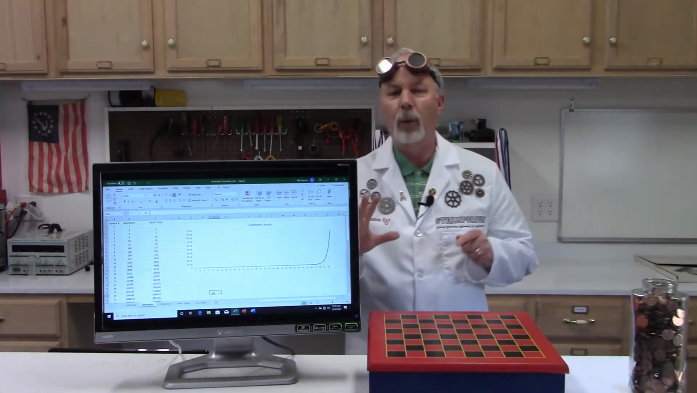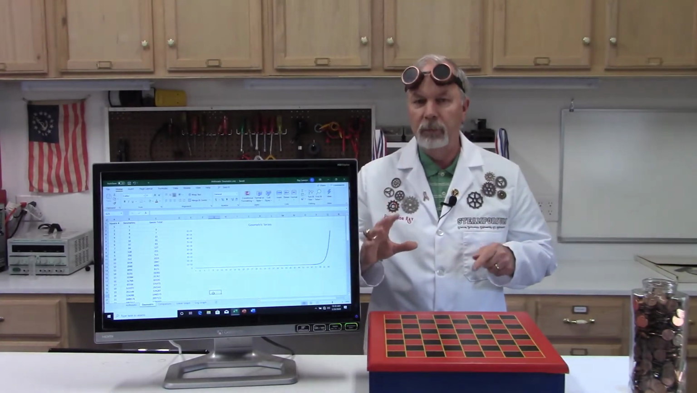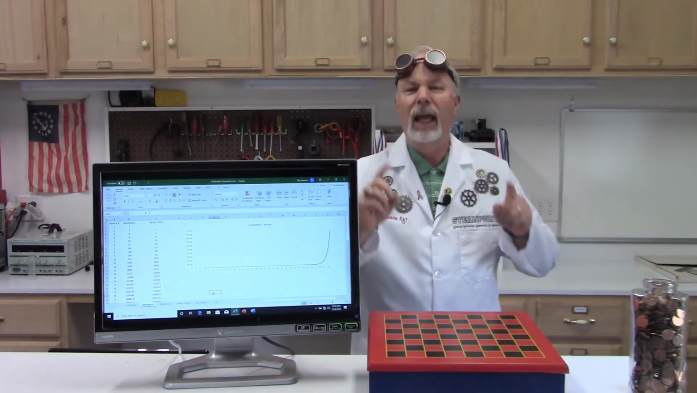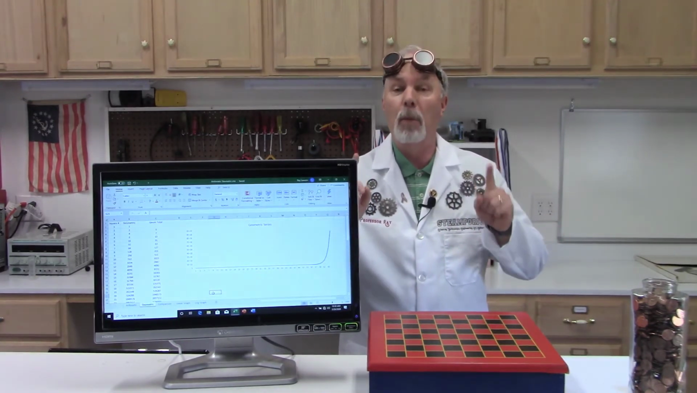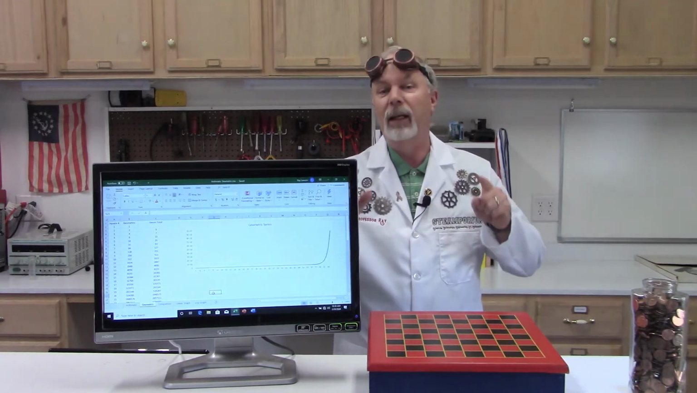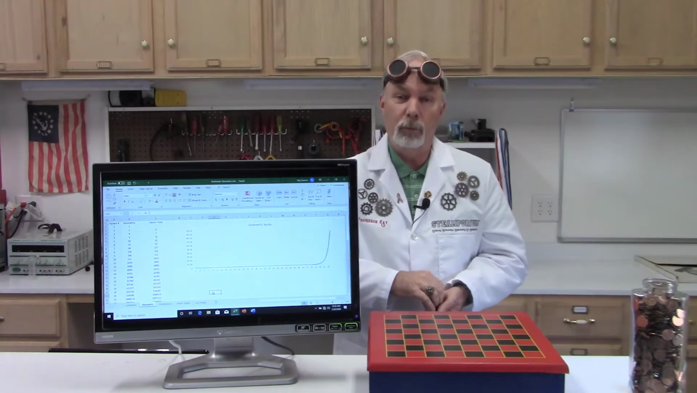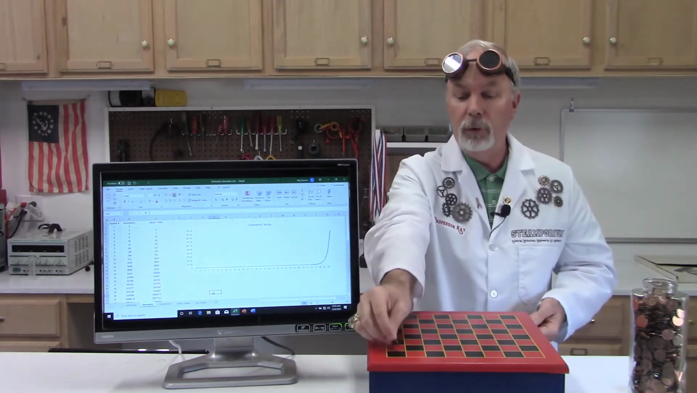Now let's look at how a geometric series works. Remember, in the arithmetic series, we added for each square. In the geometric series, we're going to multiply by some factor. And in this case, I'm going to multiply by a factor of 2. So that means I'm going to double for each square. So let's start a few out.